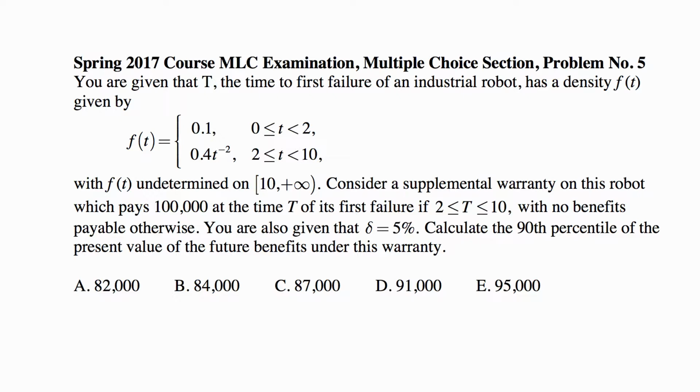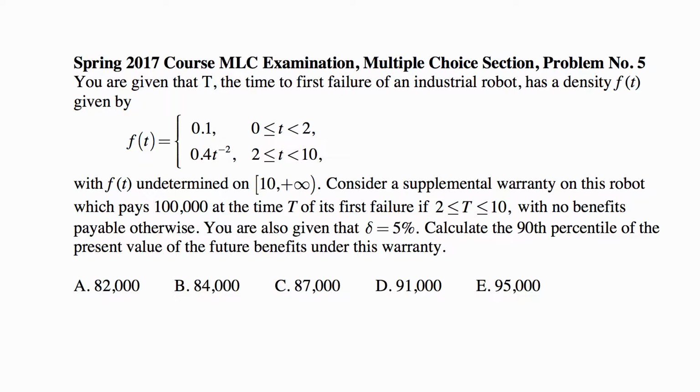So here is the recent exam MLC, multiple choice section problem number 5. You are given that T, the time to first failure of an industrial robot, has a density f of t given by 0.1 for t between 0 and 2, 0.4 t to the -2 for t between 2 and 10, with f of t undetermined on 10 to plus infinity.